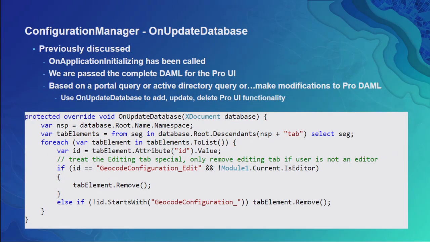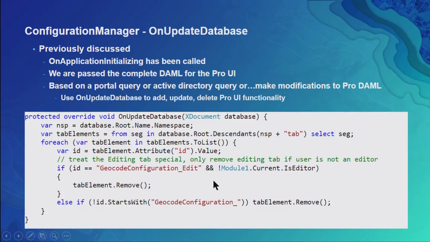For that, again, we use the OnUpdateDatabase method. As we previously discussed, OnApplicationInitializing has been called. We are past the complete DAML for the Pro UI, and based now on our portal query or Active Directory query, we can make modifications to the Pro DAML based on the user permissions. We use OnUpdateDatabase to add, update, or delete Pro functionality accordingly.